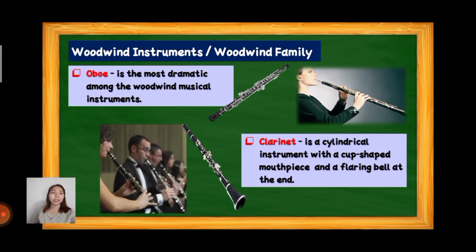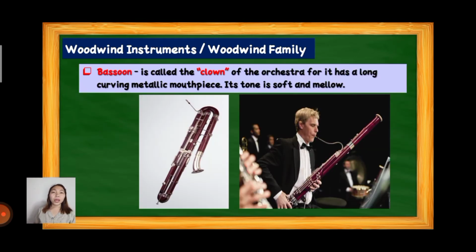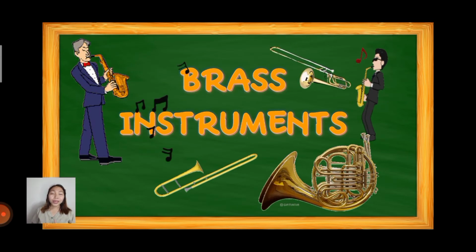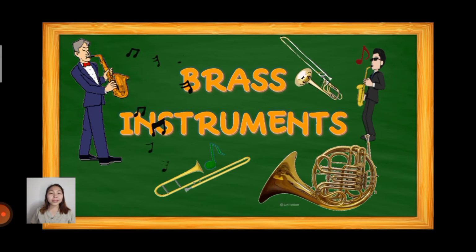Okay, nakuha ba ninyo? Next, we have also the bassoon. Ang bassoon, it is also called the clown. Clown siya sa orchestra, for it has a long, curving metallic mouthpiece. Its tone is soft and mellow. Ang iyahang tuno niya. Okay, and now, let's talk about also the brass instrument.